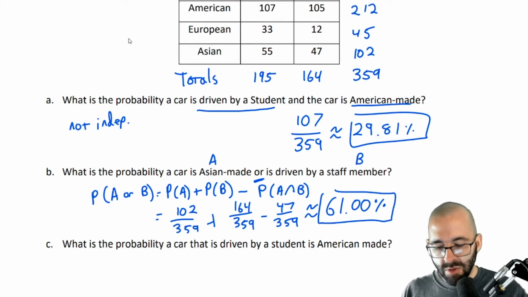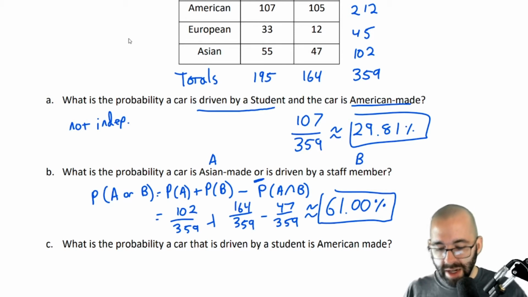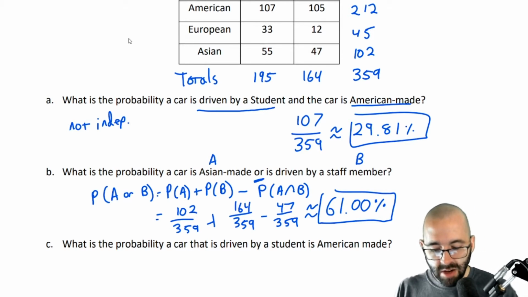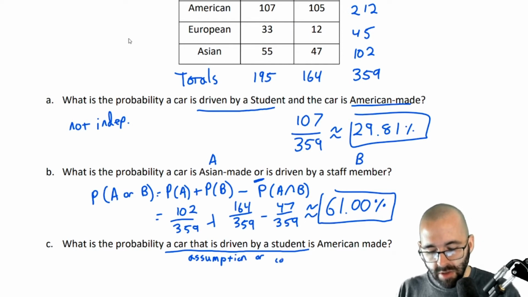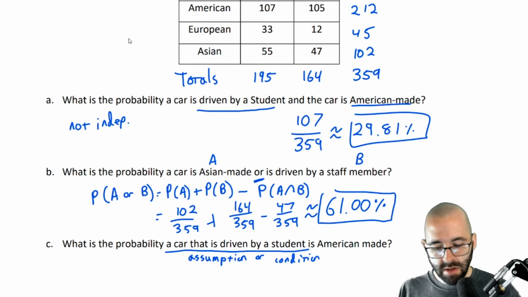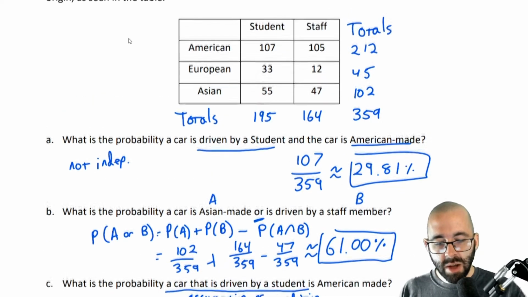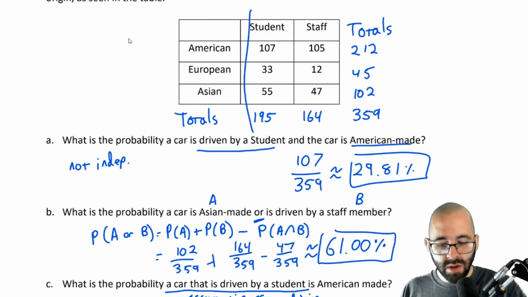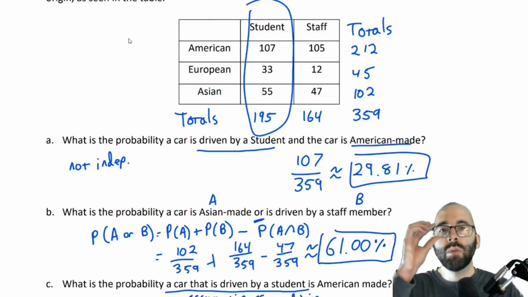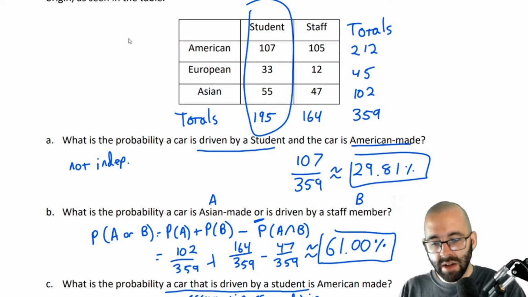What is the probability that a car that is driven by a student is American made? This is our assumption. This is our condition. This is conditional probability. So we're assuming that we're only looking at cars driven by students. What's the probability that if we only asked students that it's American made? We're only looking here. What's the probability in this subset that it's American made? 107 out of 195.